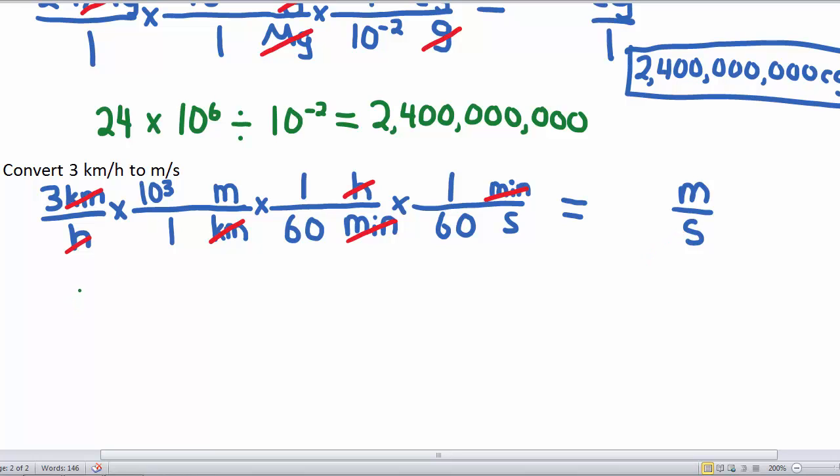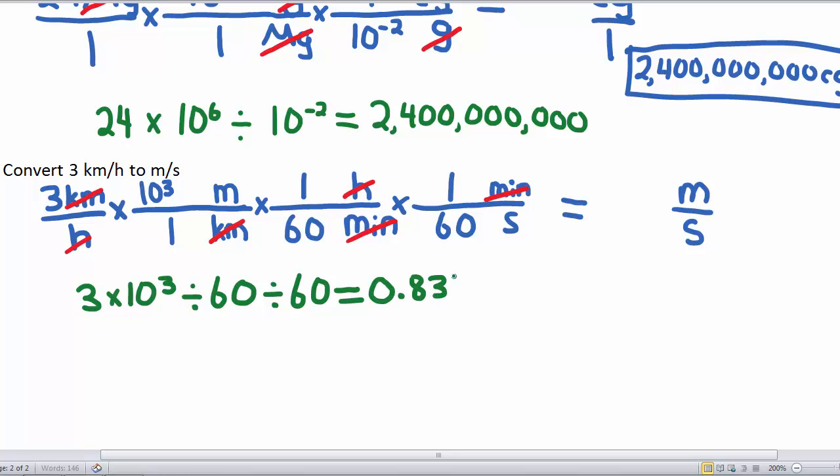I've got 3 times 10 to the 3 because it's on the top, divided by 60 because 60 is on the bottom, divided by 60 because 60 is on the bottom again. And if I plug that all in on my calculator, I'm going to get 0.833 repeating. I can now fill that in with the rest of my work up here. And I'm done. 300 kilometers per hour is the same as 83.3 repeating meters per second.